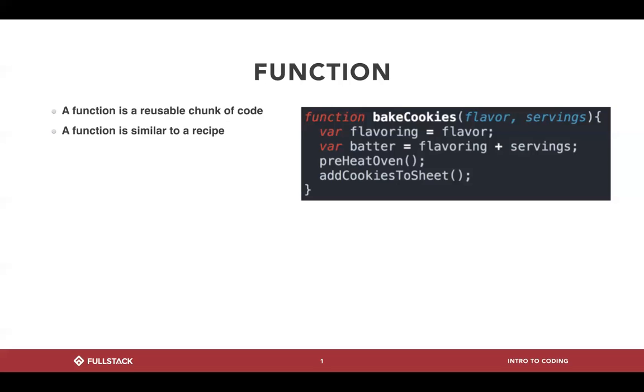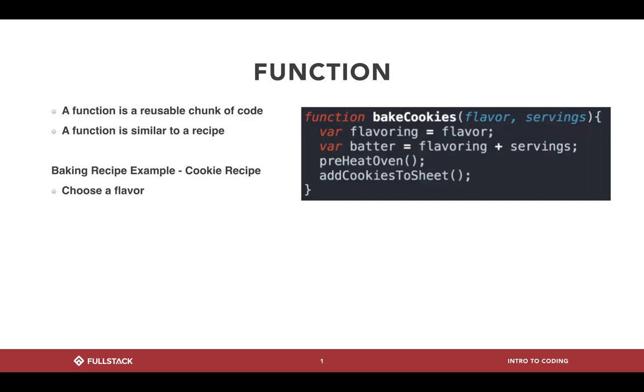A function is similar to a recipe, right? In that definition, you have a list of commands, a list of instructions to do. And when your function is invoked, when your function is called, it executes those instructions one by one in order. So in our bakeCookies function, in our bakeCookies recipe, the first thing that happens is we choose a flavor. We have this var flavoring is equal to flavor, and flavor is brought in as a parameter.